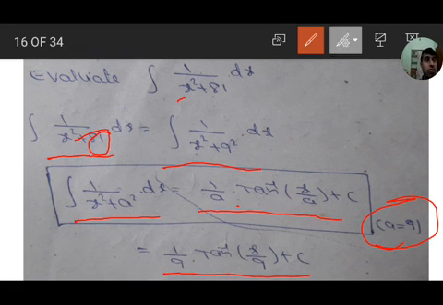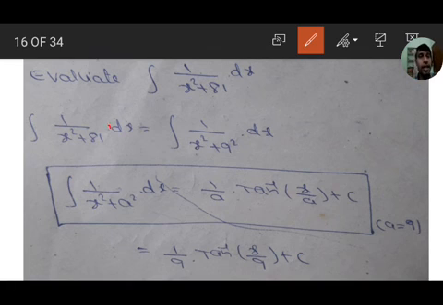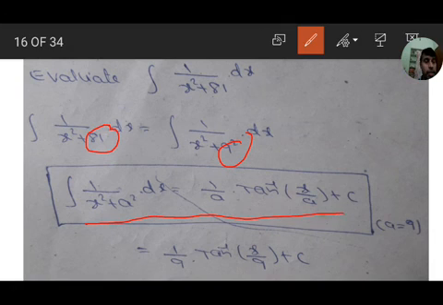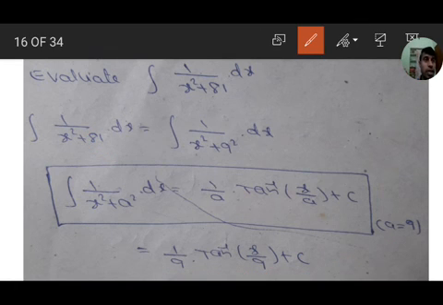So here, direct formula, 81 means 9 square. So integration 1 by x square plus a square formula is 1 by a into tan inverse x by a plus c. A means 9. So 1 by 9 into tan inverse x by 9 plus c is the answer. Let us move to the next problem.